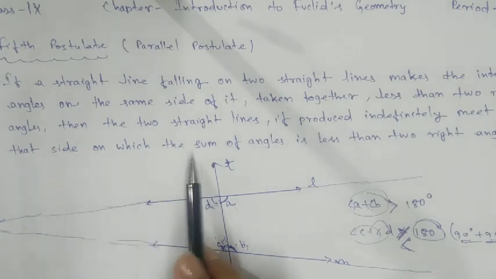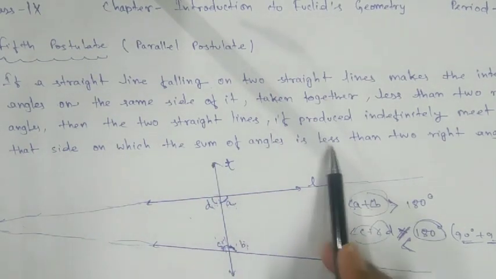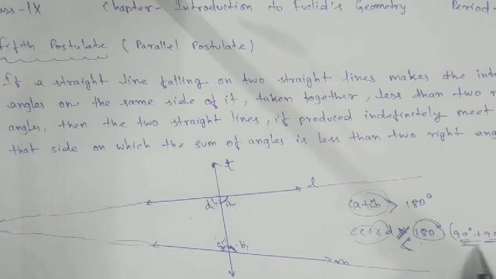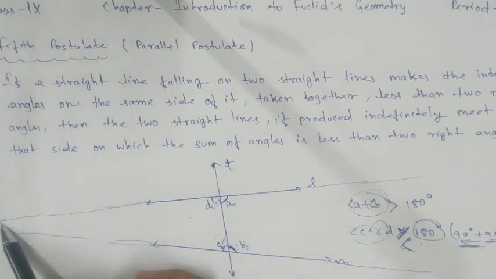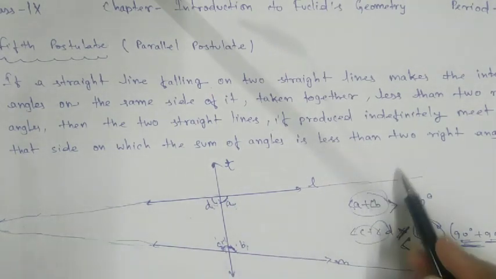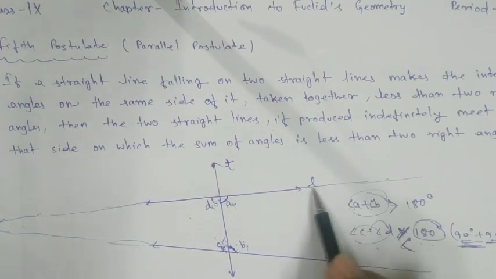On which side the sum of the angles is less than two right angles. That means on this side they will meet. They didn't say anything about this one. That means you can see from the diagram they will never meet.